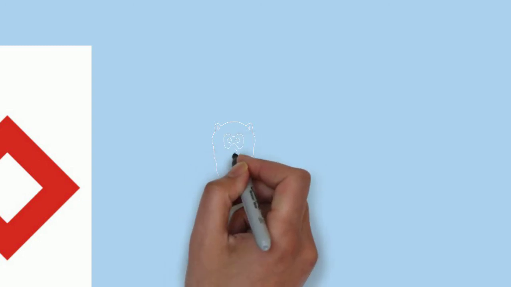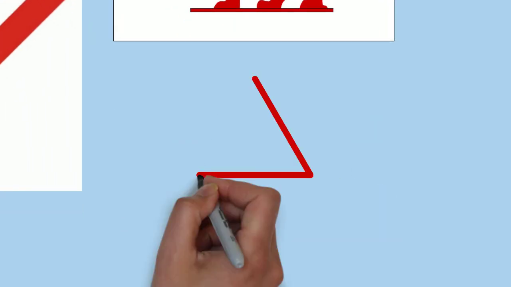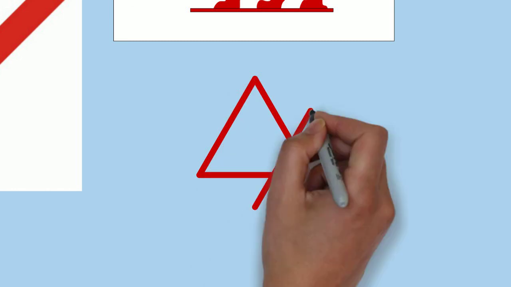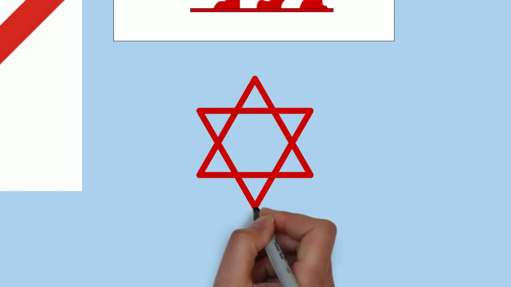We are referring here to the Red Lion, the Red Lion and Sun, and then other emblems, they are not recognized indeed. So here we're referring to the Red Star of David.